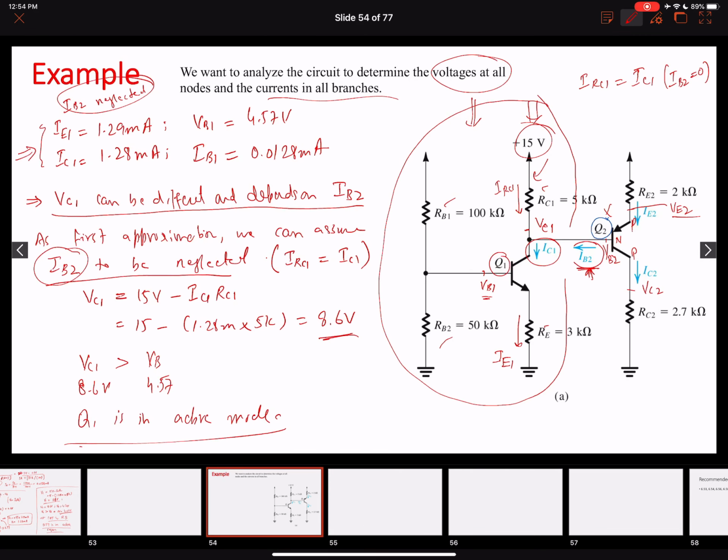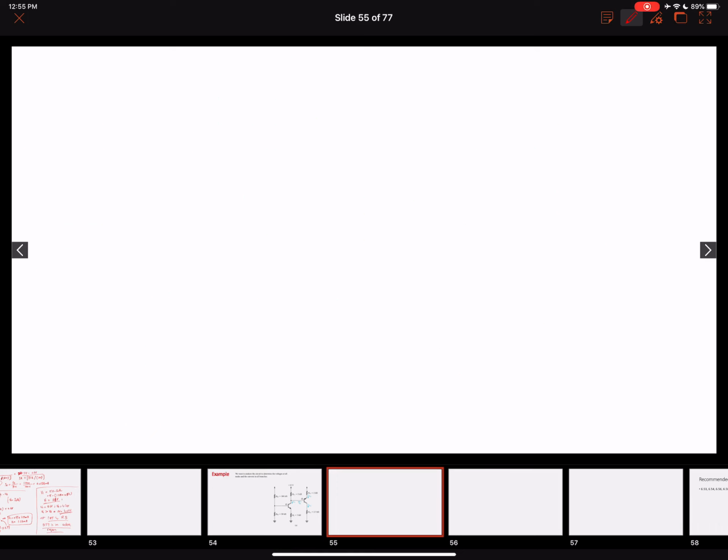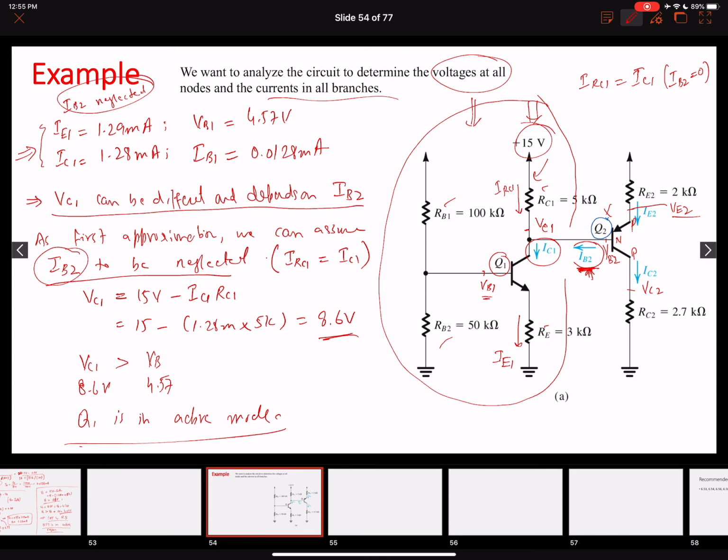The one thing we can notice is that since our IB2 is neglected, our VC1 and VB2 will be the same, right? So VC1 should be equal to VB2, the base voltage. The voltage at the base of Q2 and at the collector terminal of Q1 should be the same.